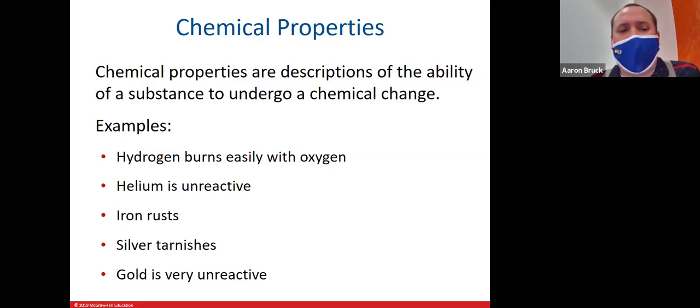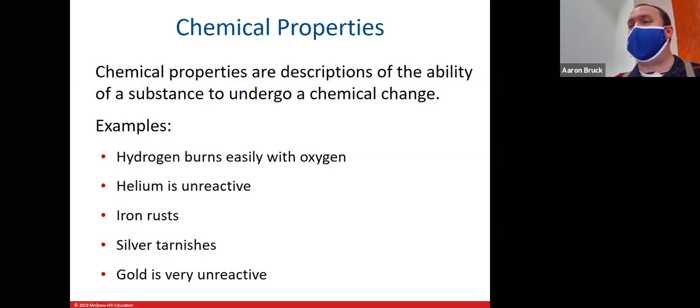We can talk about the rusting of iron. Chemical properties can be in terms of, well, what do we see when that happens? Well, we see something that is really strong and flexible and shiny turn into something that is brittle and weak, flakes off easily, kind of reddish brown in color, not shiny.